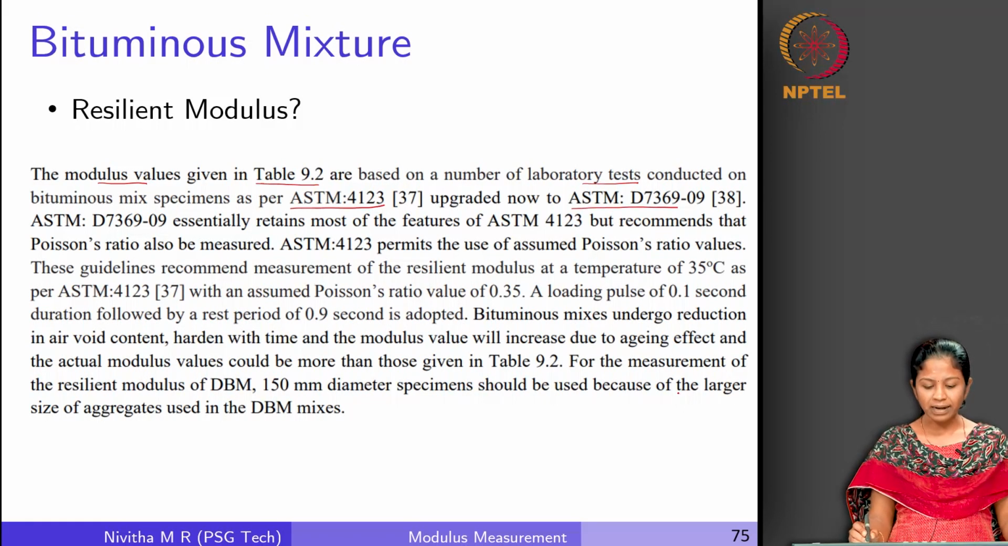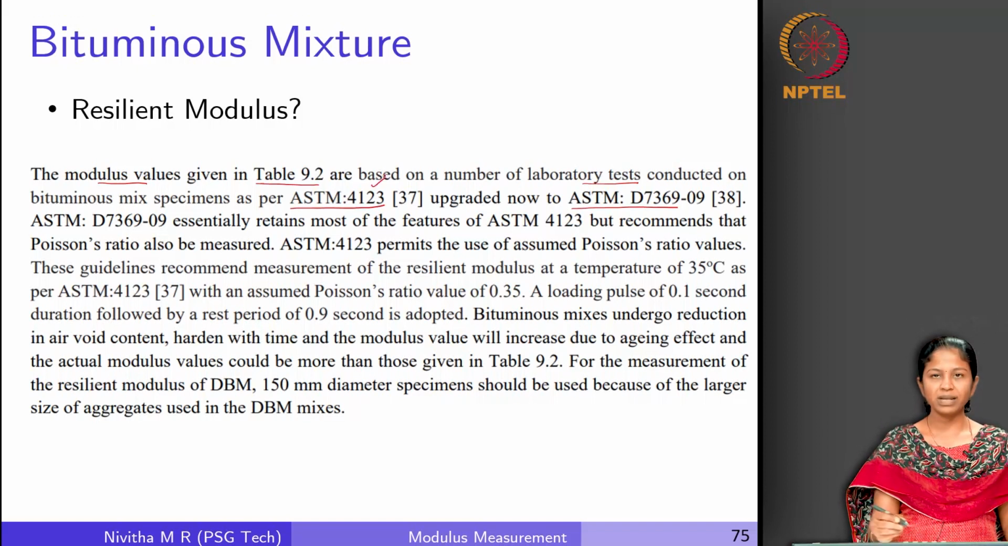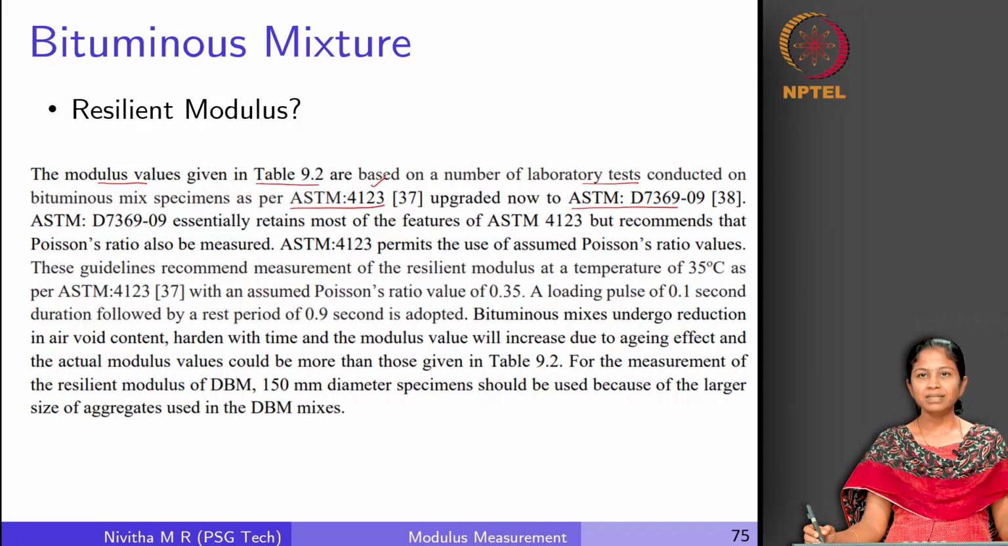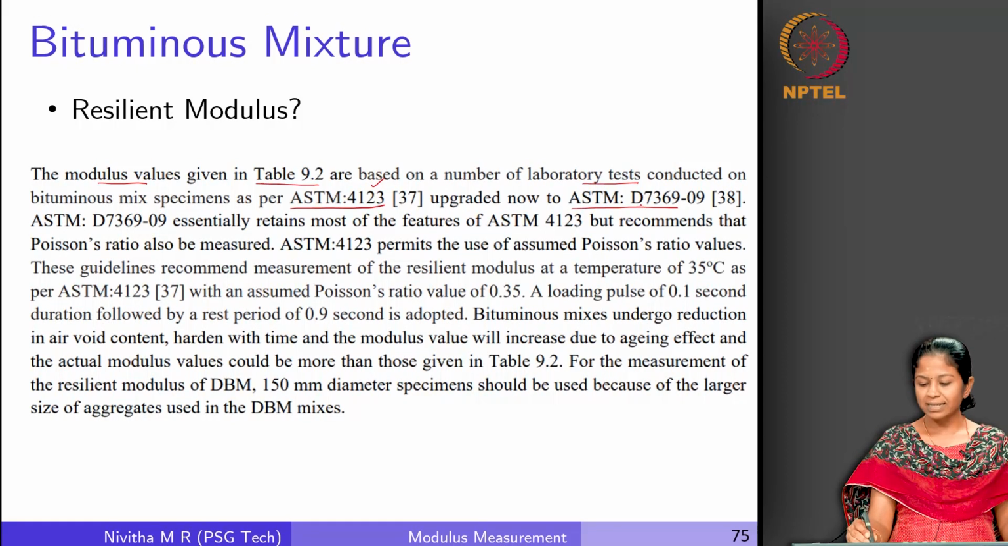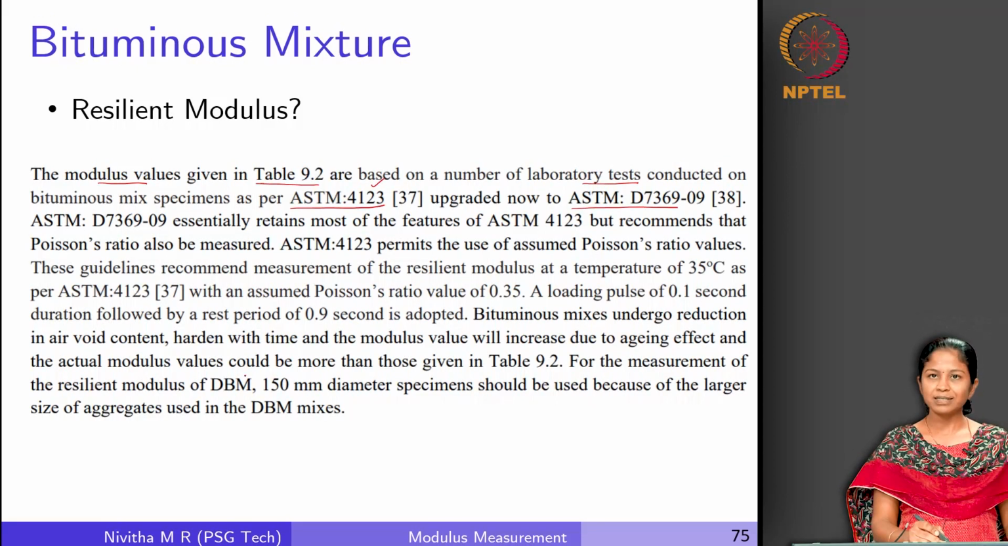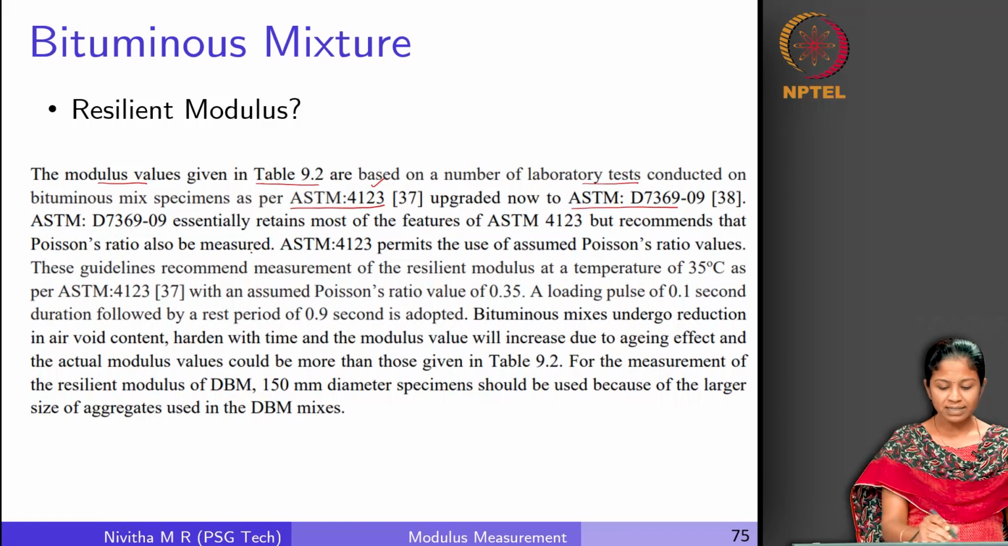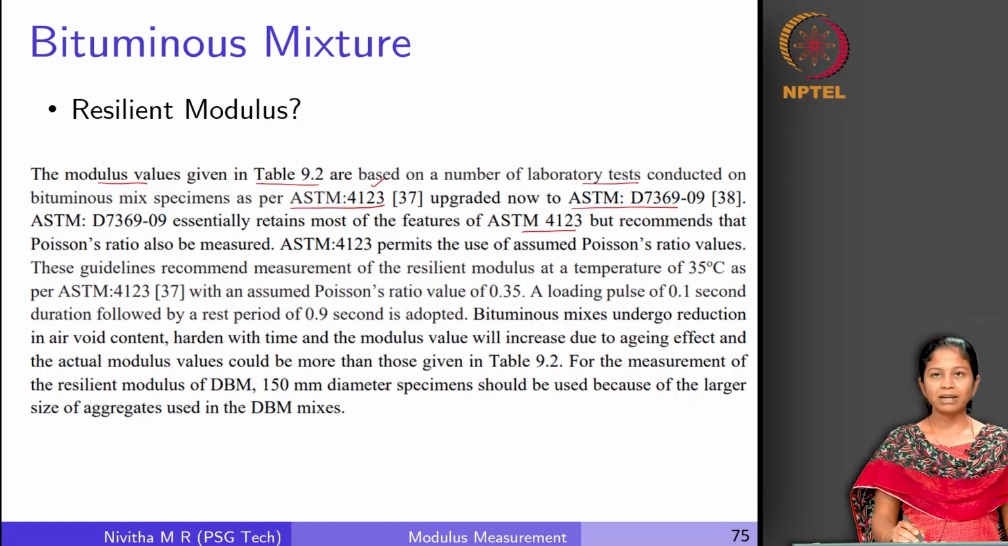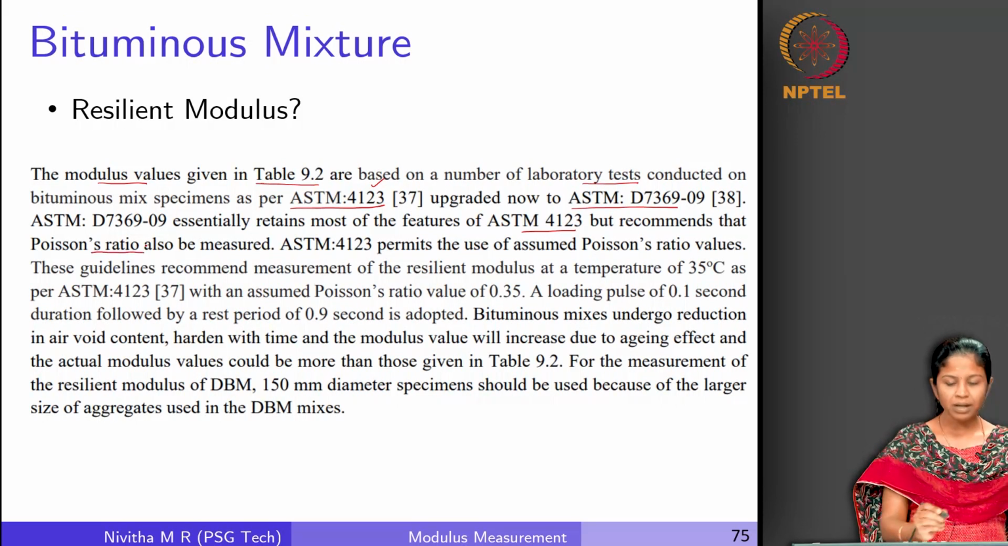You should remember that ASTM D4123 is a withdrawn standard. This standard is not currently available and is replaced with ASTM D7369. IRC itself mentions the difference between these two codal provisions. D7369 retains most of the features of D4123, but it recommends that Poisson's ratio should be measured.